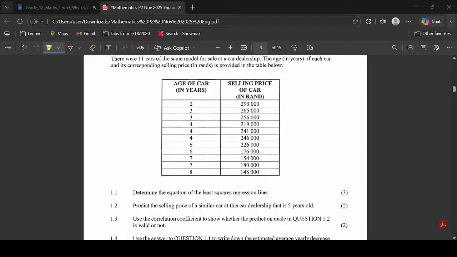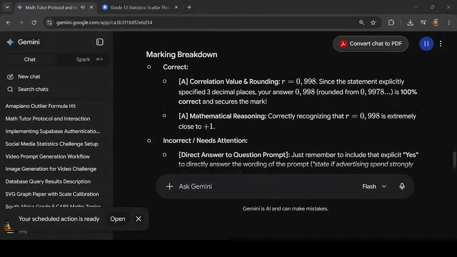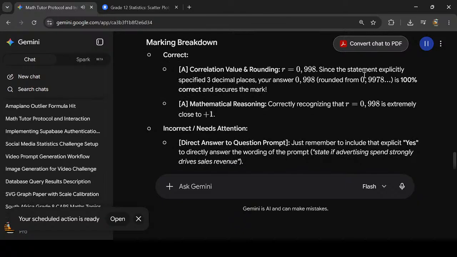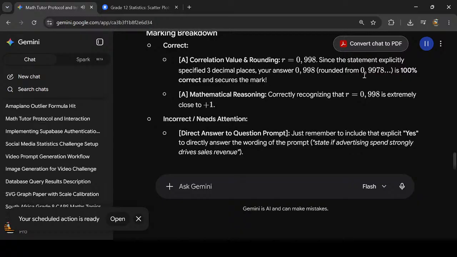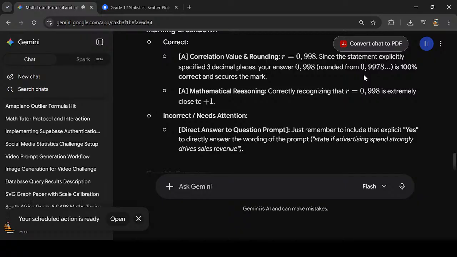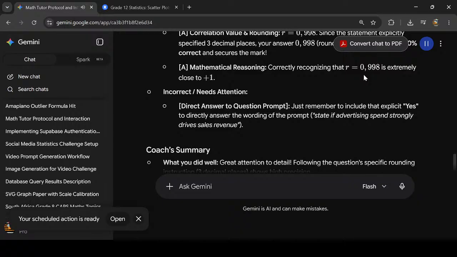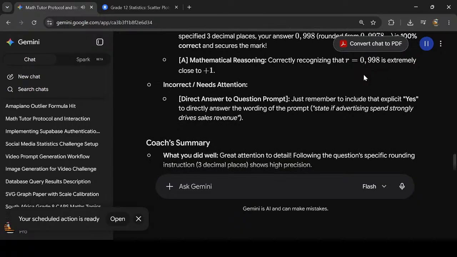Okay, let's play our senior marker. Marking breakdown. Correct: correlation value and rounding. R equals 0.998. Since the statement explicitly specified 3 decimal places, your answer 0.998, rounded from 0.9978, is 100% correct and secures the mark. Mathematical reasoning: correctly recognizing that R equals 0.998 is extremely close to +1. Incorrect, needs attention: direct answer to the question prompt. Just remember to include that explicit yes to directly answer the wording of the prompt: state if advertising spend strongly drives sales revenue.